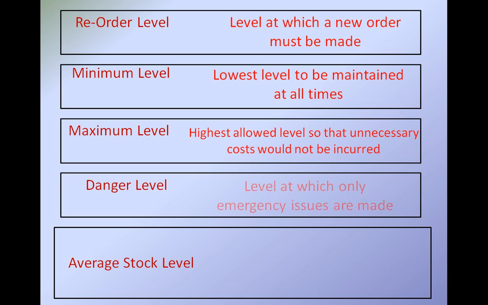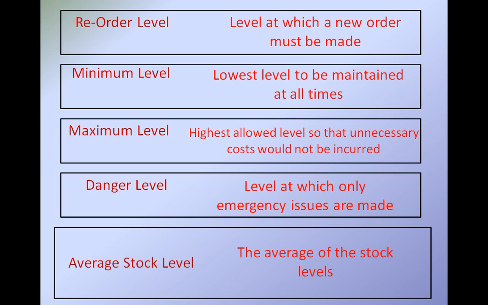Next is danger level. At the danger level, which is lower than the minimum level, it is better to make only emergency issues and not normal, regular issues, because the stock is very low. The average stock level, as the name suggests, is the average of the stock level.